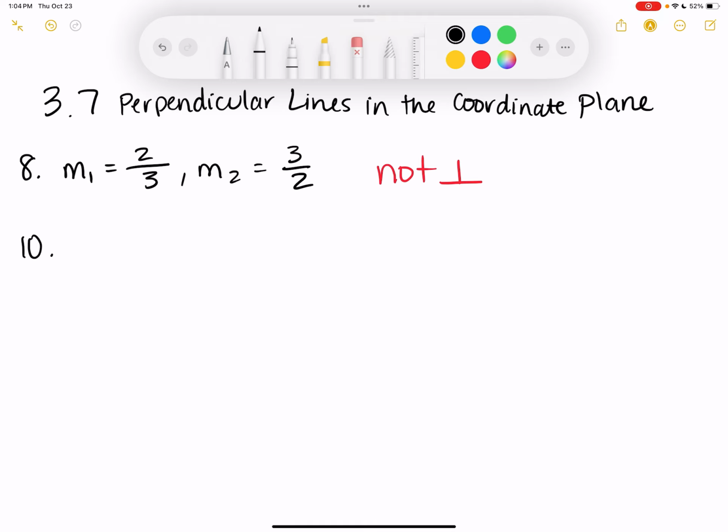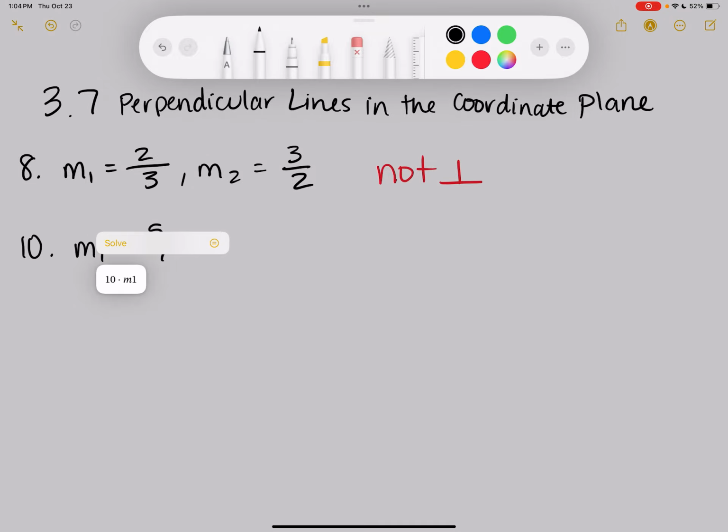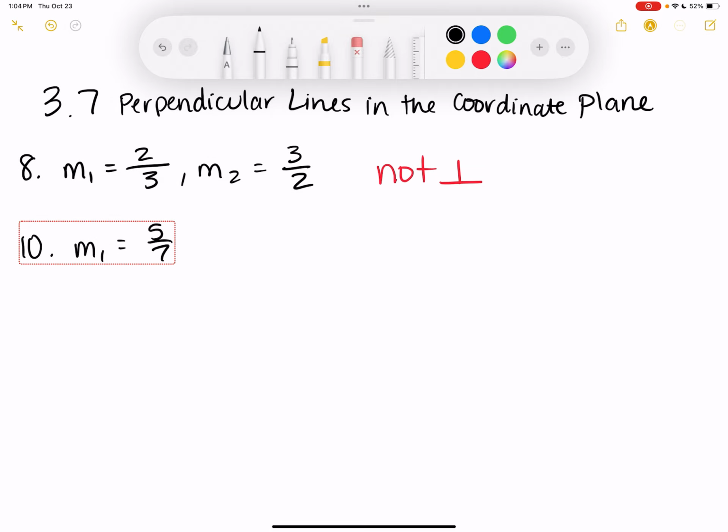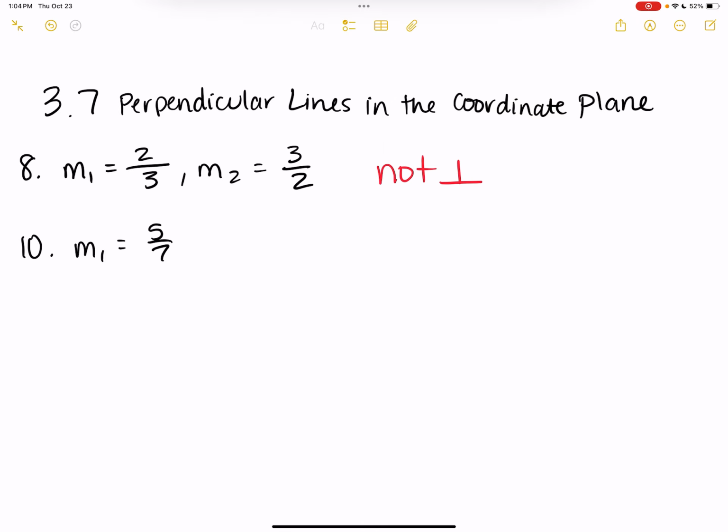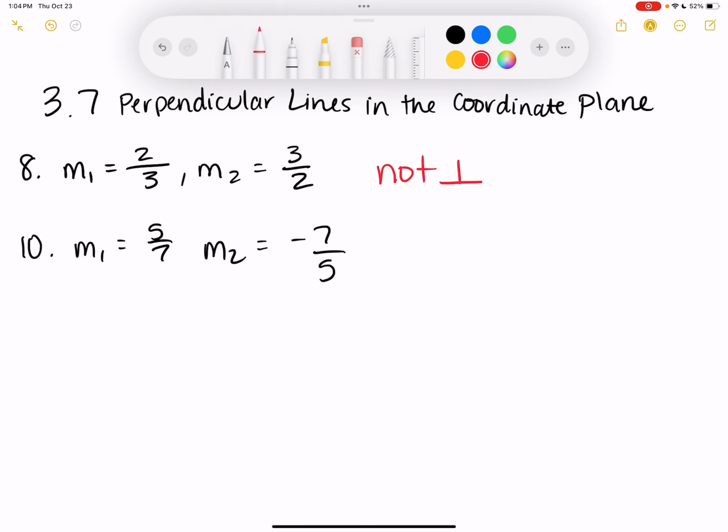10. M1 is equal to 5/7. M2 is equal to -7/5. Are these perpendicular? Yep. If I multiply them by each other, then it would give me a -1.